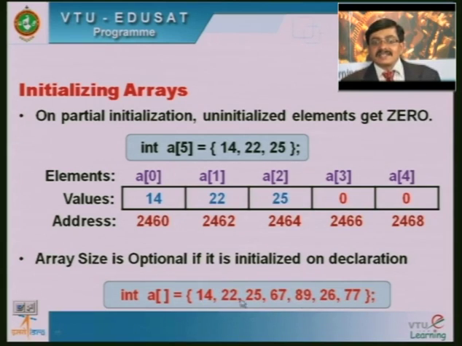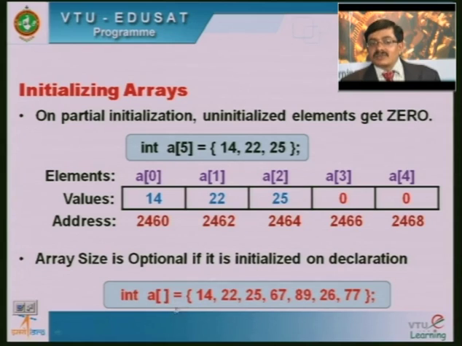Since we have 7 different elements here, the size of the array will be automatically computed as 7. In this case, 7 is the size of the array, and we cannot think of this as a partially initialized array. Here, this is a partially initialized array, because I am mentioning the size as 5 and the values only for 3. So the remaining 2 elements by default will take the value 0.